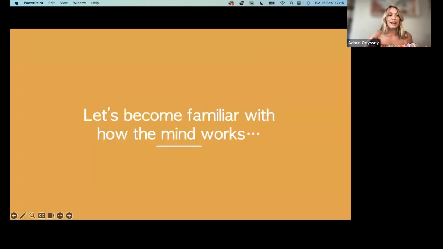So let's become familiar with how the mind works. Now, we're all familiar with how the mind likes to chatter. There's a constant narration in our mind which no one else can hear. Everyone has a different personal narration. It's your own narration of life. We become very familiar with that voice in our mind.